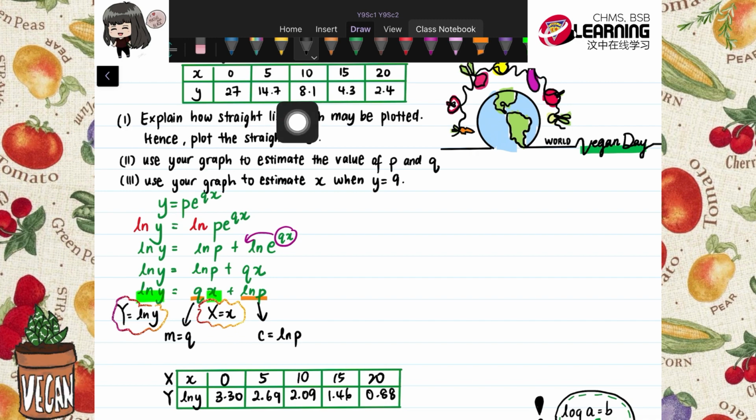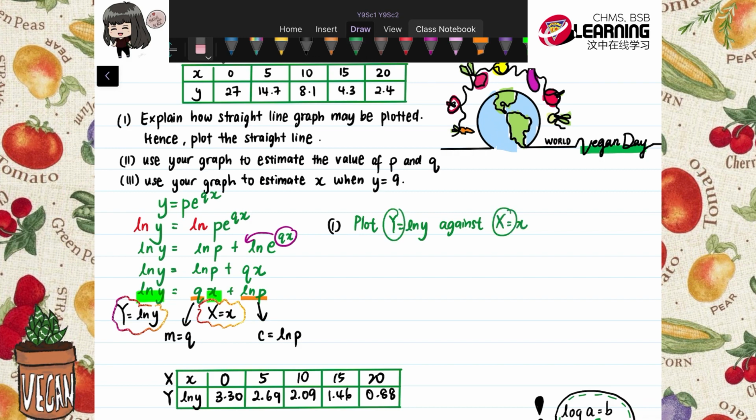So you need to plot the graph, but first they ask you to explain, right? So your explanation is here. This is your working. So when you need to explain, you explain like this, part 1. You're going to say: plot Y equals ln y against X equals x. If you don't want to write this one, also okay. Or you can just write: plot ln y against x to get a straight line. But you must show the working over here. So part 1, your answer is just like that.